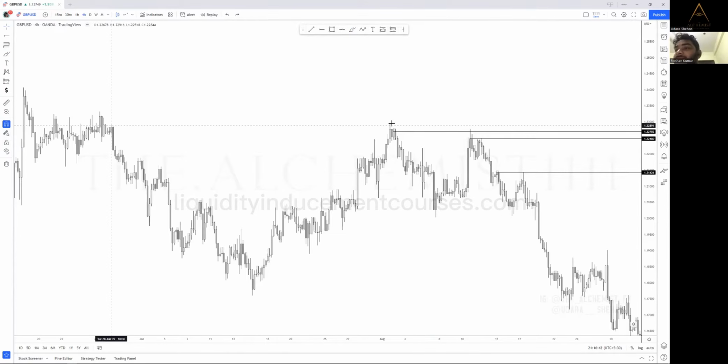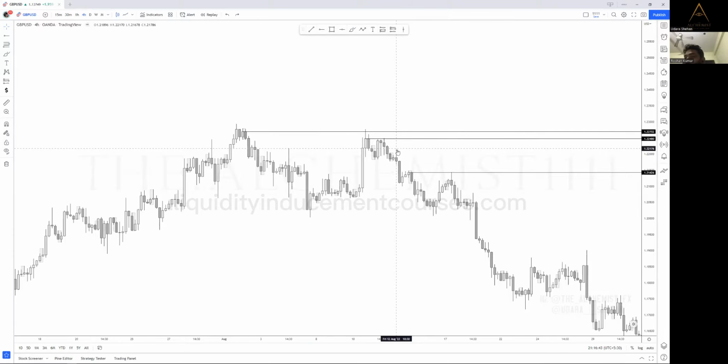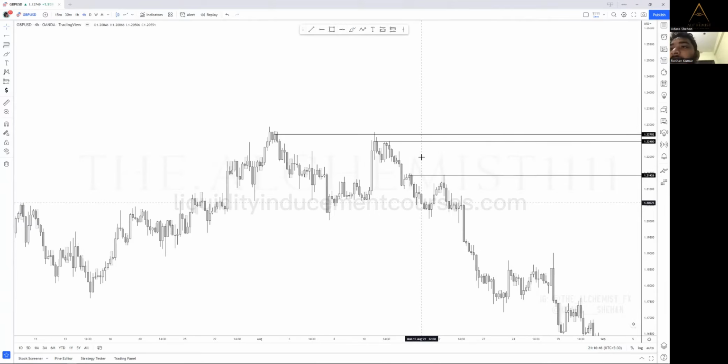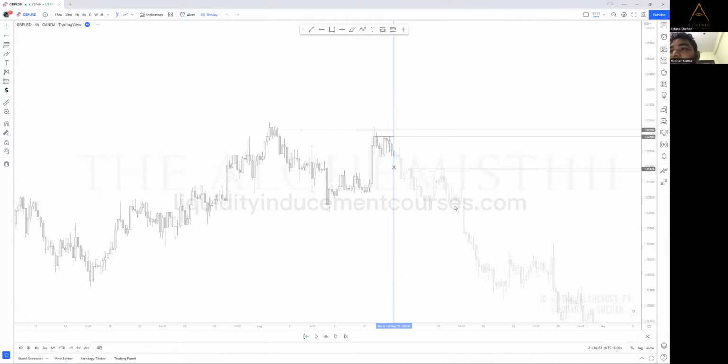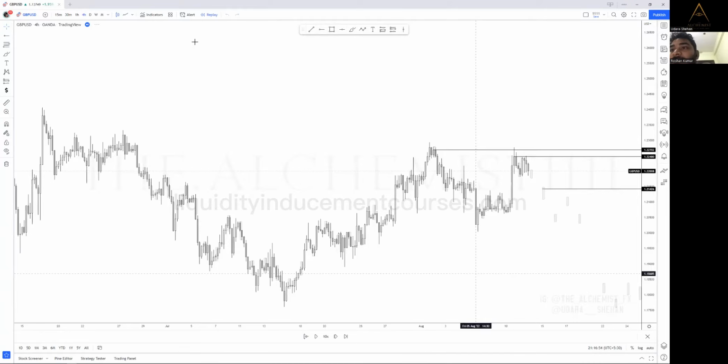Now, where do you think this one tapped into? No idea on this time frame, right? This one right here. No idea. So that's why we do the multi-time frame analysis all the time. Once again, I'll show you how to use the time frames. I'm only showing you examples of the POIs.